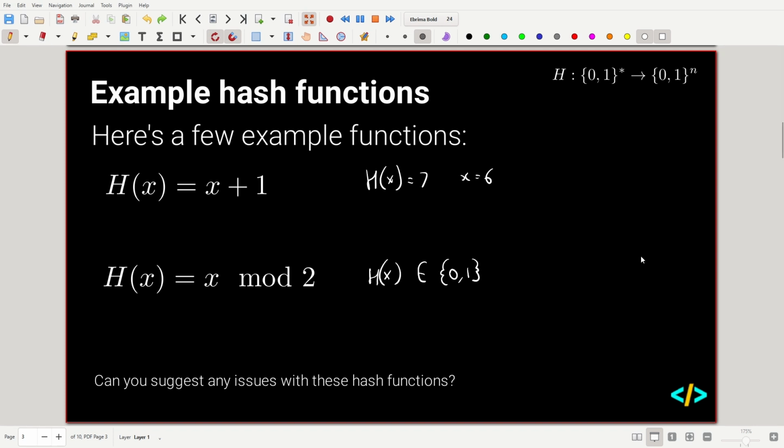Another thing to note with this hash function is the output isn't fixed length. Obviously we want our outputs to be fixed length no matter what the size of the input is. This one would be valid because the length of the output would always just be 1 bit. However, this one could be anything according to the size of the input.